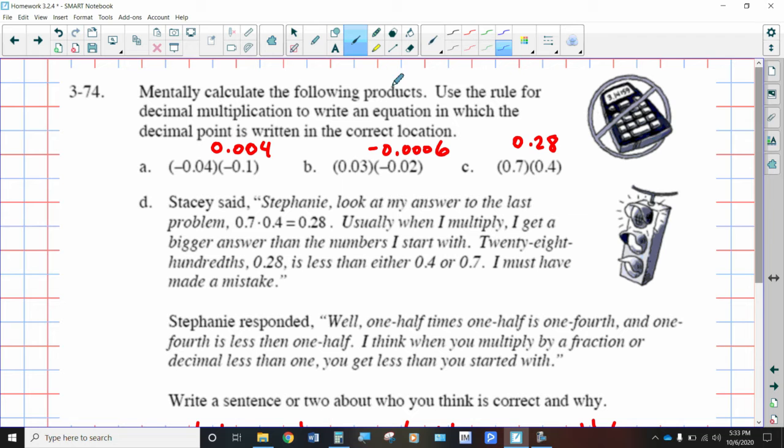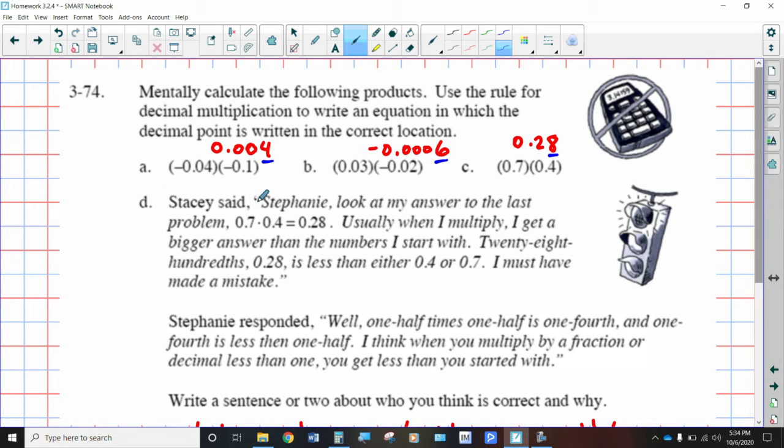All right, mentally calculate the products. So here you got 1 times 4 is 4. It's a negative times a negative, gives you a positive answer, and you've got 1, 2, 3 decimal places. So it's got to be 4 thousandths, because that has to be in the 3rd decimal place. Here you've got a positive times a negative, so you're going to get a negative answer, and 2 times 3 is 6, and you've got 1, 2, 3, 4 decimal places, so the 6 has to be in the 4th decimal place. And here you've got a positive times a positive, so you get a positive answer, and 7 times 4 is 28, and you got 2 decimal places, so the 8 has to be in the 2nd decimal place.